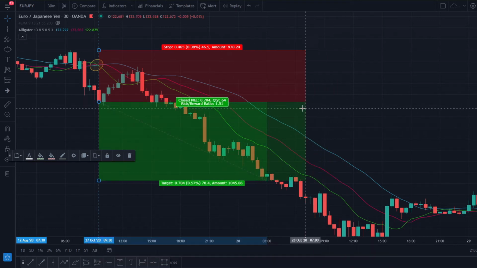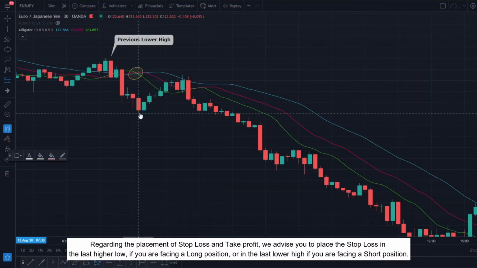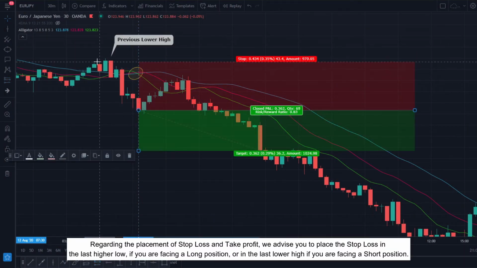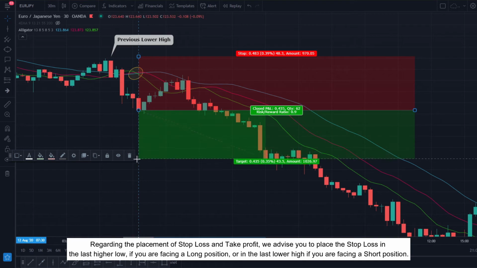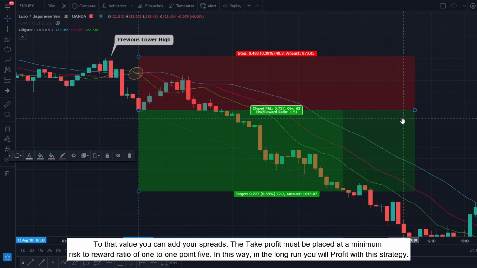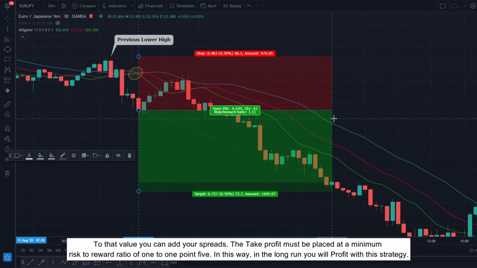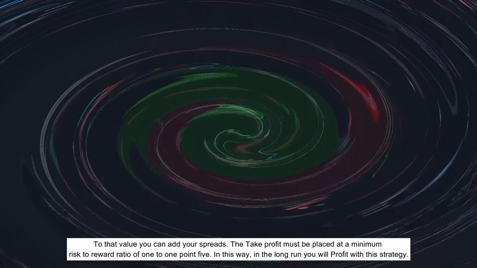Simple as that. Regarding the placement of stop loss and take profit, we advise you to place the stop loss at the last low or high if you are facing a long position, or at the last high or low if you are facing a short position. To that value you can add your spreads. The take profit must be placed at a minimum risk-to-reward ratio of 1 to 1.5. In this way, in the long run you will profit with this strategy.